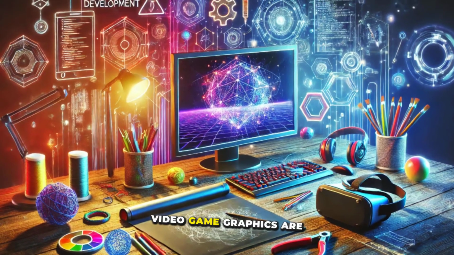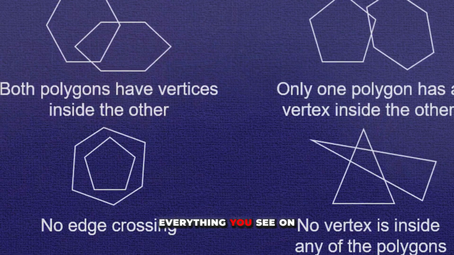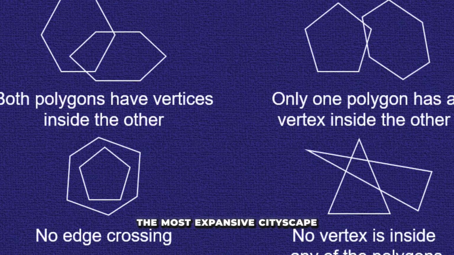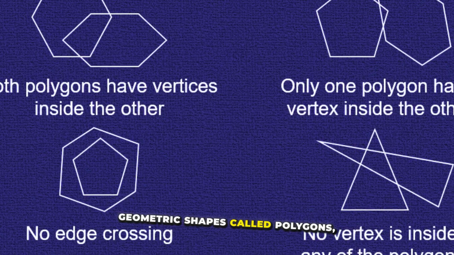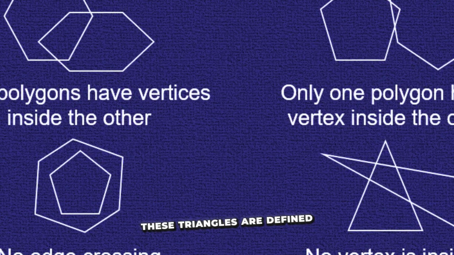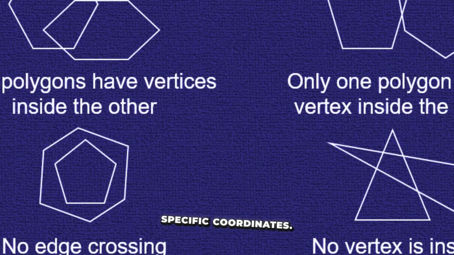At its core, video game graphics are built on a foundation of mathematics and computer science. Everything you see on screen, from the smallest blade of grass to the most expansive cityscape, is constructed from basic geometric shapes called polygons, primarily triangles. These triangles are defined by vertices, which are points in 3D space with specific coordinates.